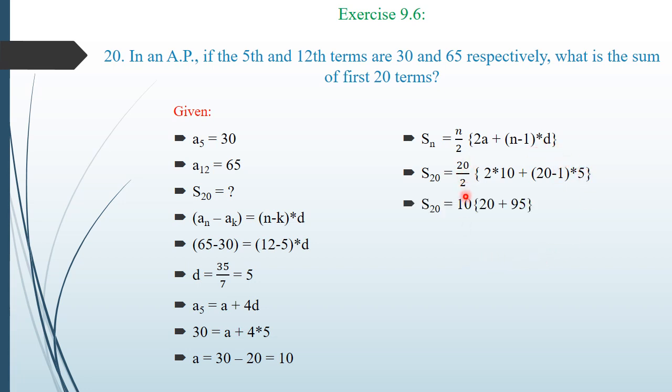Therefore, 20 by 2 is 10 here. 10 into 2 is 20, plus 20 minus 1 is 19 into 5. 19 into 5 is 95 here. Therefore, S20 is equal to 95 plus 20 I am getting as 115 into 10. Therefore, sum of 20 terms of this AP is going to be equal to 1150.